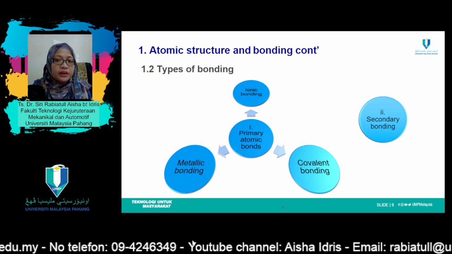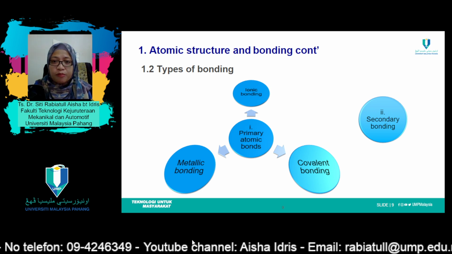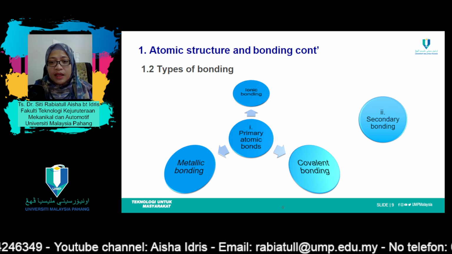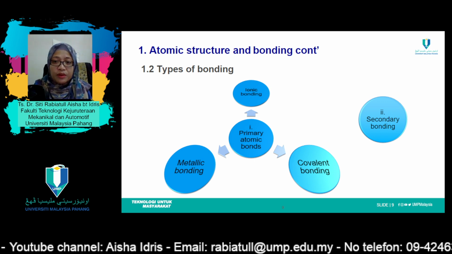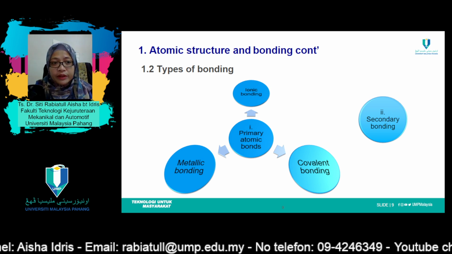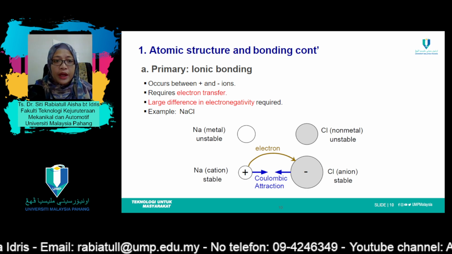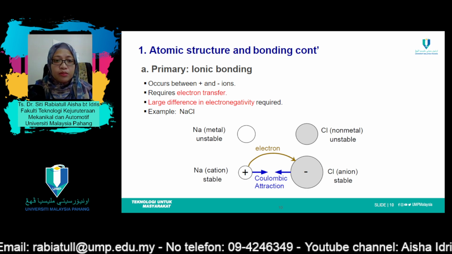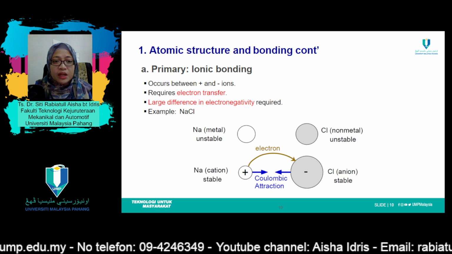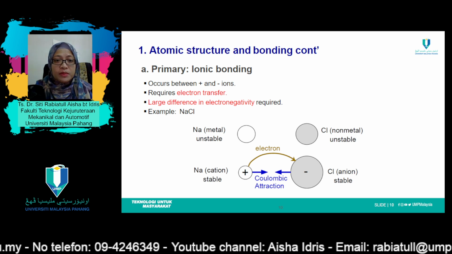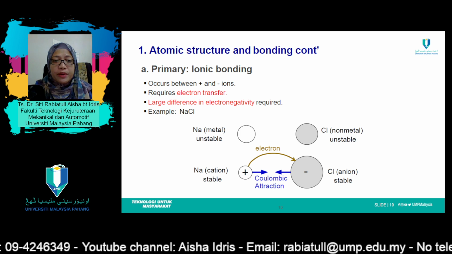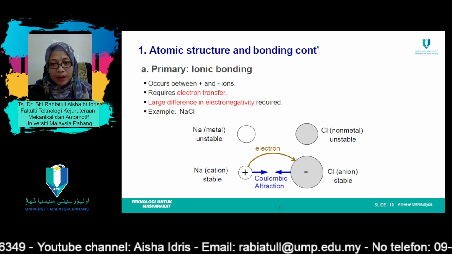In atomic structure, there are two major types of bonding, which are primary and secondary. Primary can be divided into three, which are ionic bonding, metallic bonding, and covalent bonding. Ionic bonding is a type of chemical bonding that involves the electrostatic attraction between oppositely charged ions or between two atoms with sharply different electronegativities, and is the primary interaction occurring in ionic compounds.